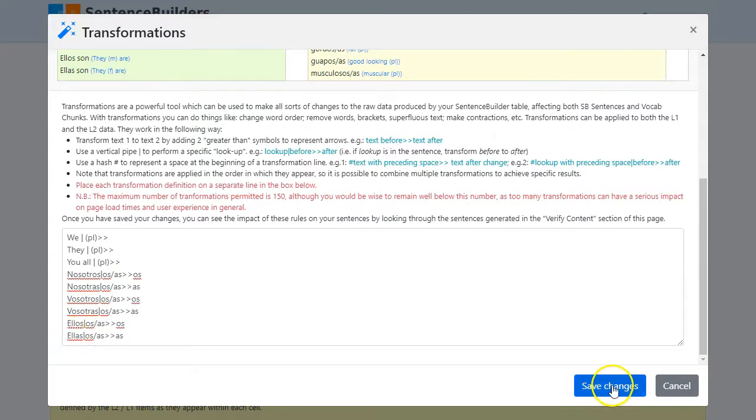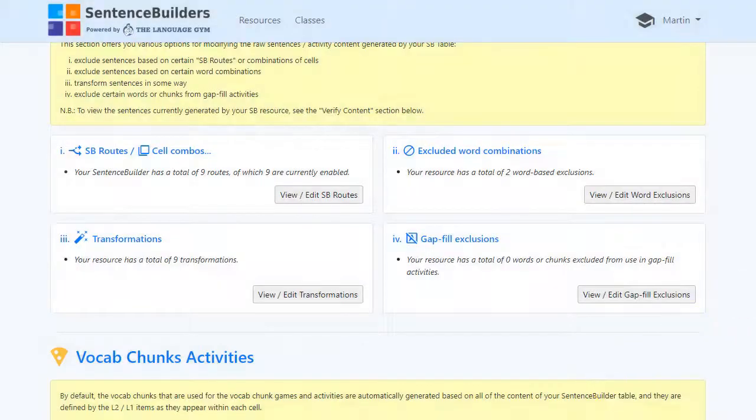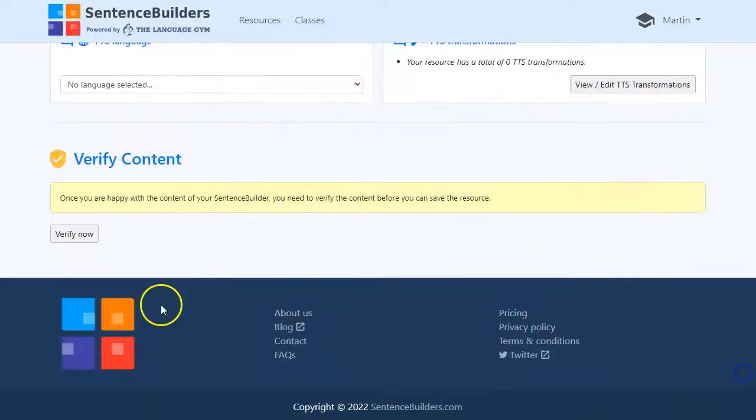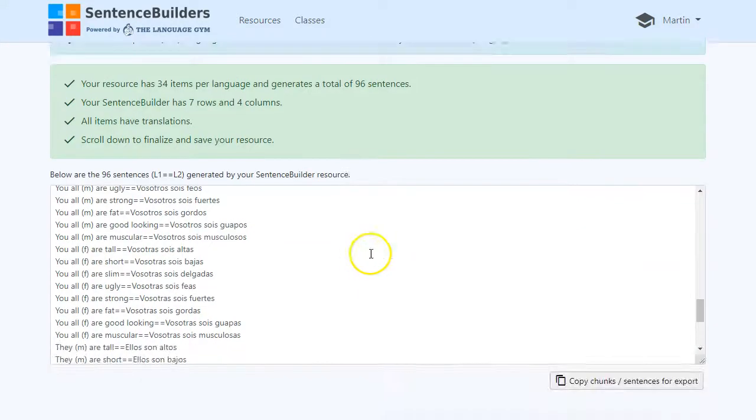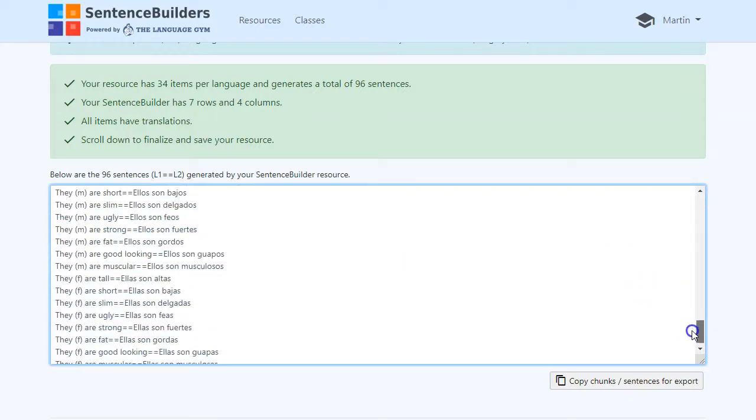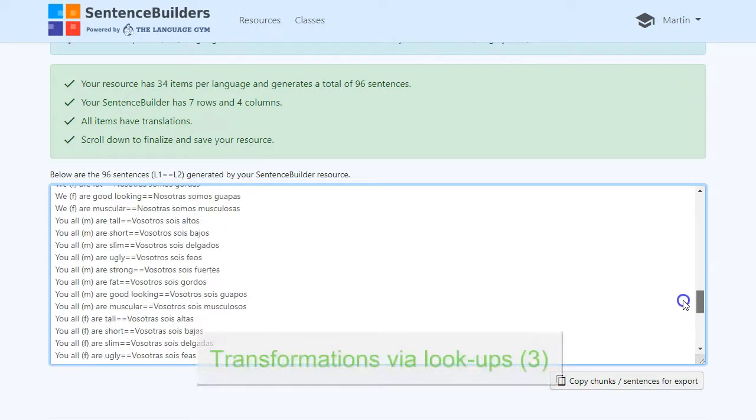And we save the changes. And let's have a look at our sentences again to verify the content. Okay, so now for example, you all feminine are tall, vosotros sois altas. And the masculine, you all masculine are muscular, vosotros sois musculosos. So now we have the appropriate forms for all of our adjectives.